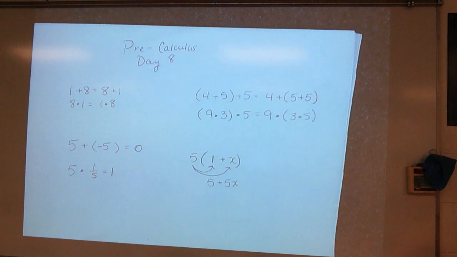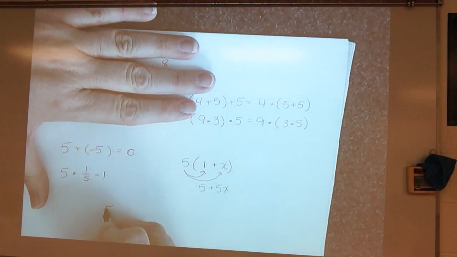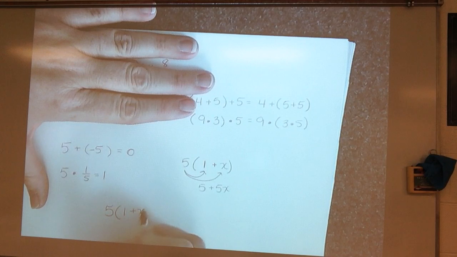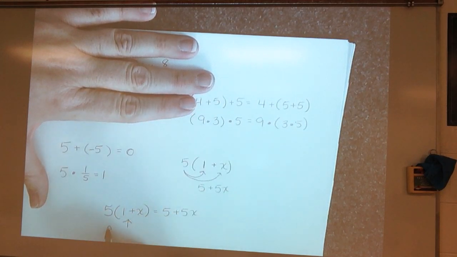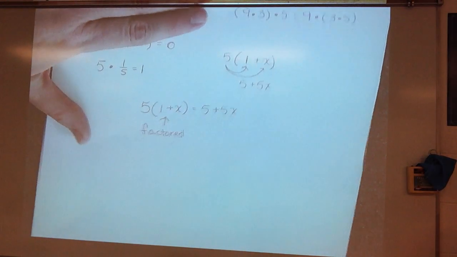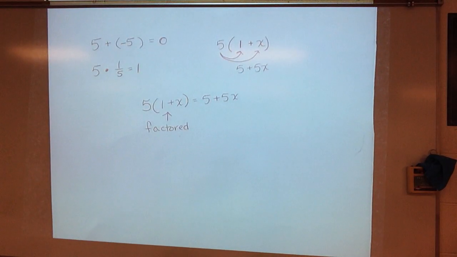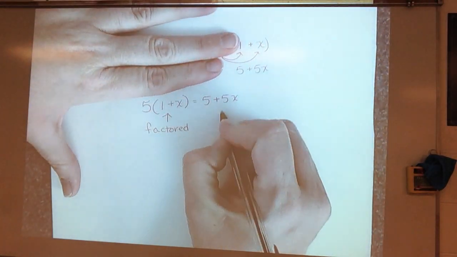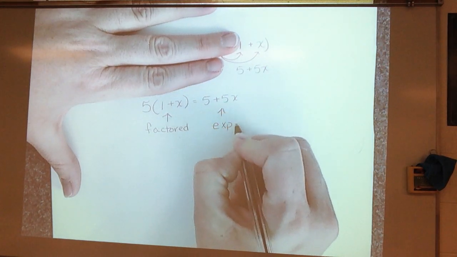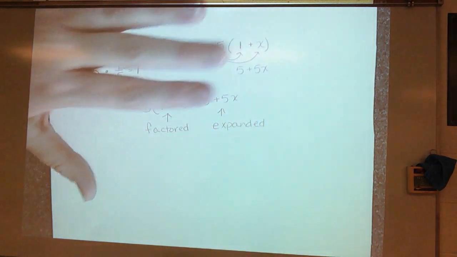The left-handed sides of the equations for the distributive property show the factored form of the algebraic expressions, and the right-handed side shows the expanded form. All right, so back to the problem we just did. This is the factored form. All right, this is our factored form. And this is the expanded form. All right?